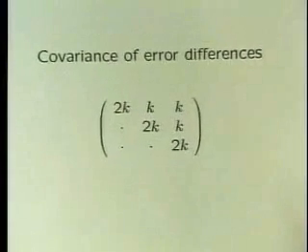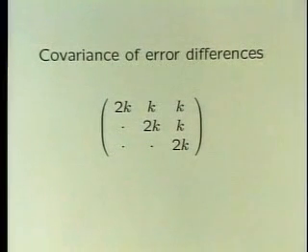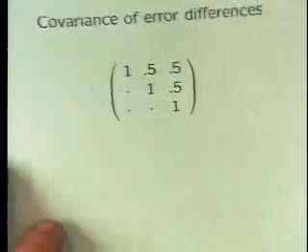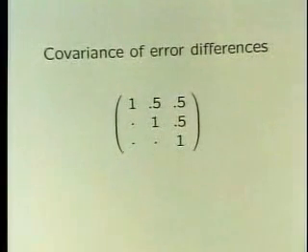Okay? And since we have to normalize for scale, that k is essentially irrelevant. We divide by the top left element, and everything relating to k gets scaled out. What that means is the covariance matrix after scaling looks like that: 1's on the diagonal, 0.5 off the diagonal.